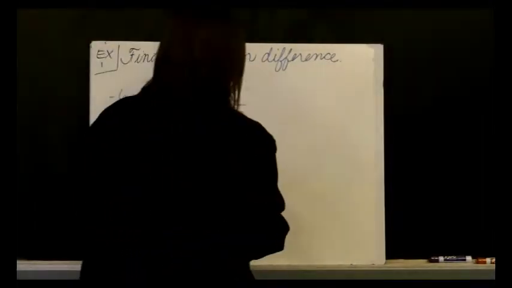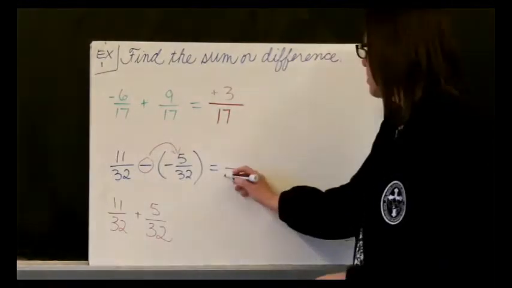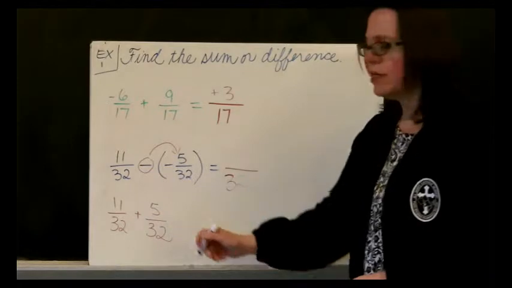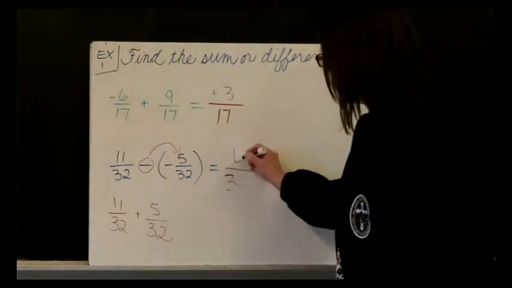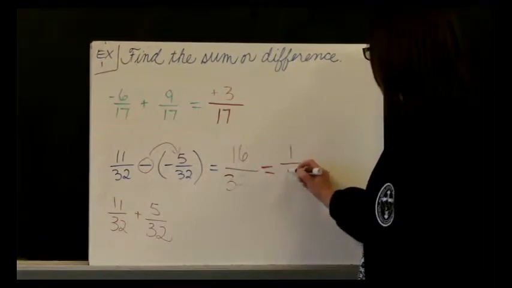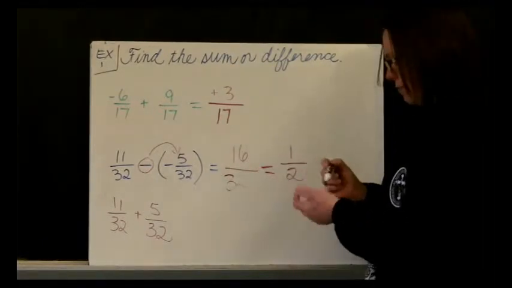So what we do, we keep our denominator at 32. We add our numerators, 11 plus 5. That gives us 16. 16 over 32 can be simplified to 1/2.